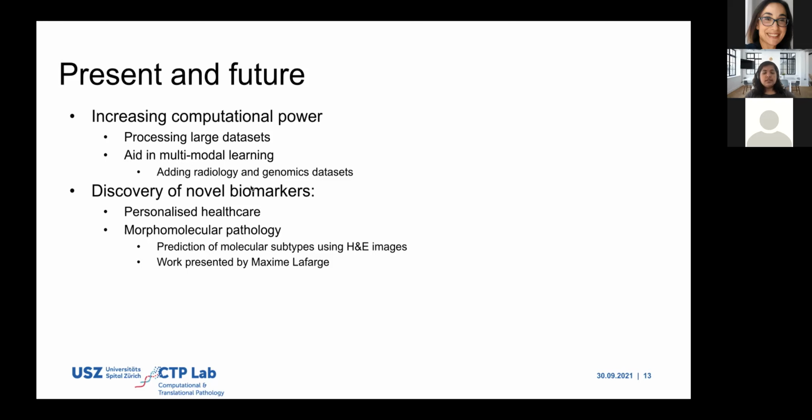And the next is the discovery of novel biomarkers. So this is really helpful in personalized healthcare. And the specific use case is morphomolecular pathology, which will be presented by Maxime Lafarge. And here what we will show is that we can predict the molecular subtypes using only H&E images and how we integrate this in the clinical practice.